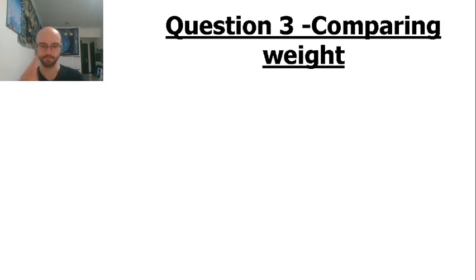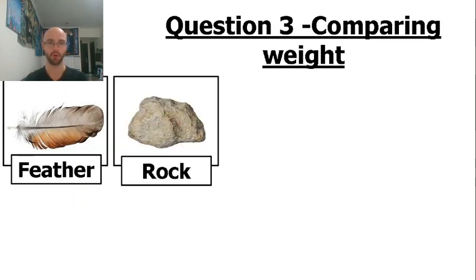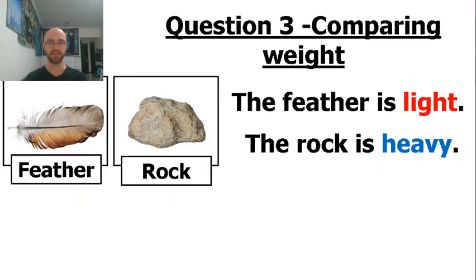Okay, so question 3. Comparing weight. This should look familiar from last lesson. So this is a feather, and this is a rock. Which one, the feather or the rock, is light, and which one is heavy? The feather is light. It weighs very little. The rock is heavy. It weighs a lot.